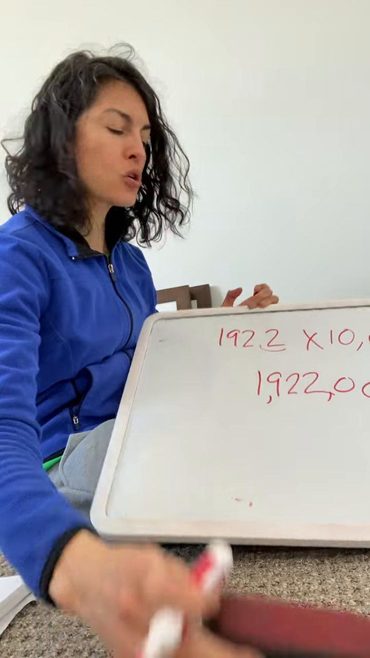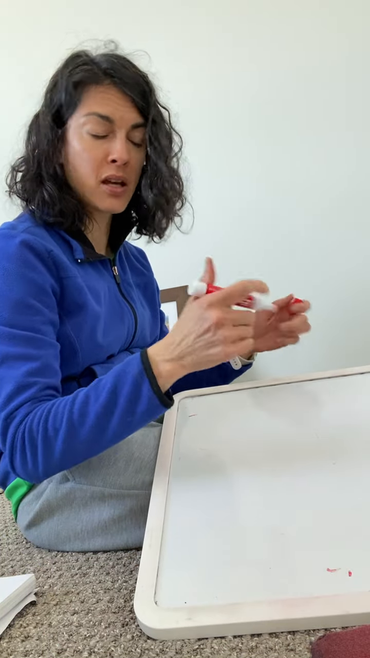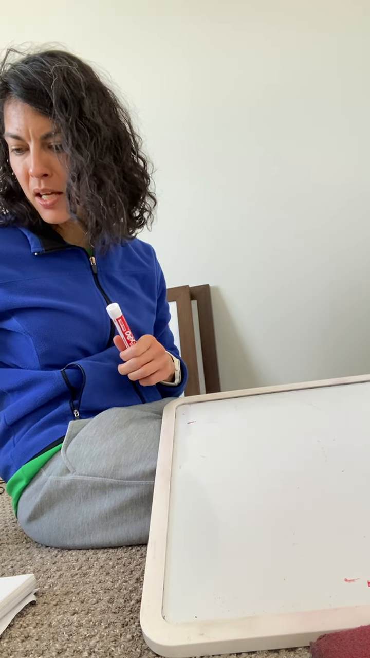Easy peasy. You just move the decimal as many times to the right as the number you're multiplying by has zeros. Not a hard thing.